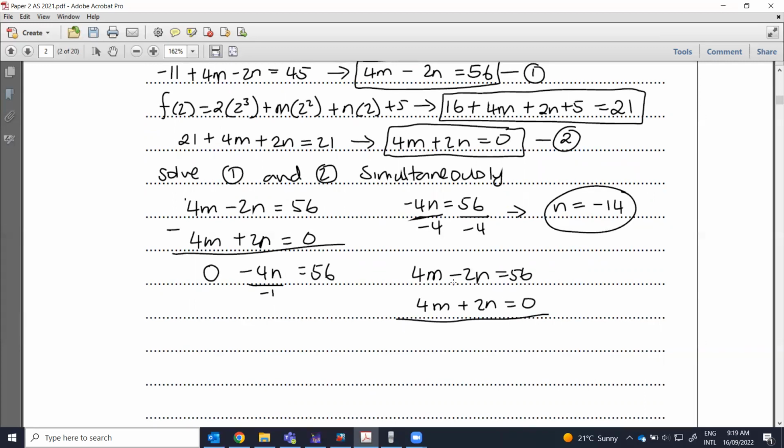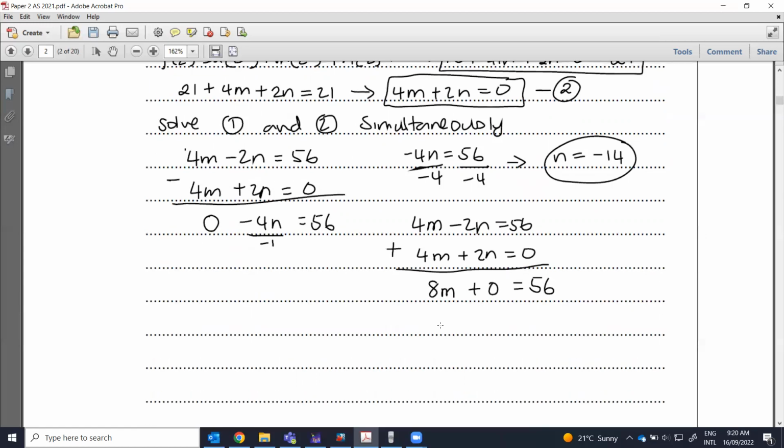Now I'm eliminating n so that I can solve for m. So I look at the coefficients, they're both 2. Now the signs are different. When the signs are different, one is positive, the other is negative, what you need to do is add. So you say 4m plus 4m, this is 8m, and then negative 2 plus positive 2, that gives us 0, and 56 plus 0, this is just 56.